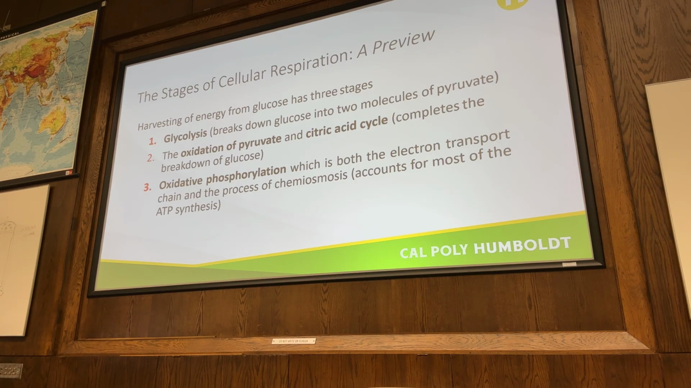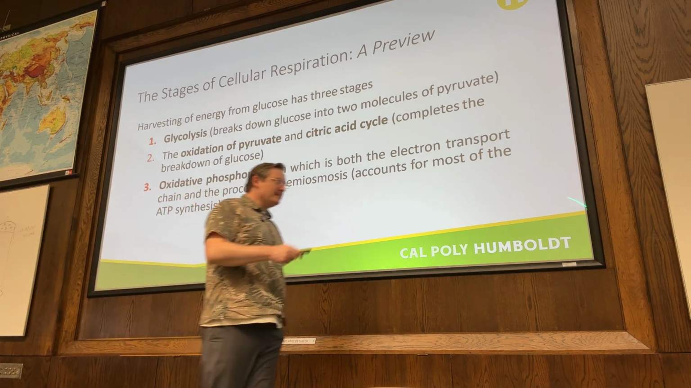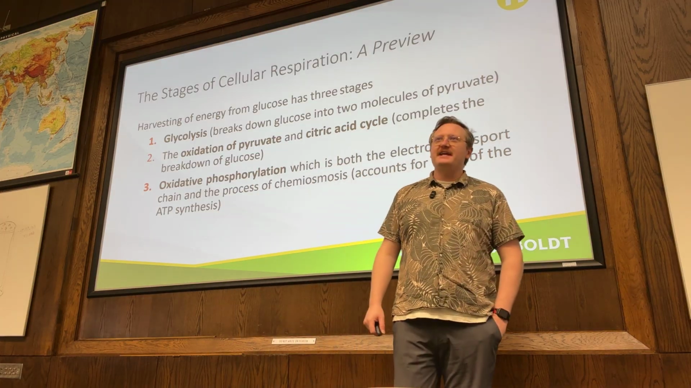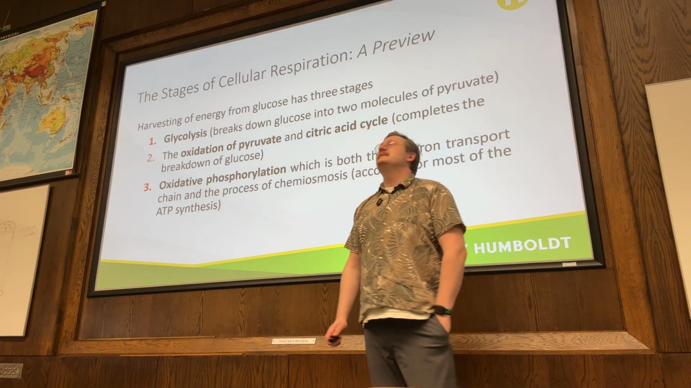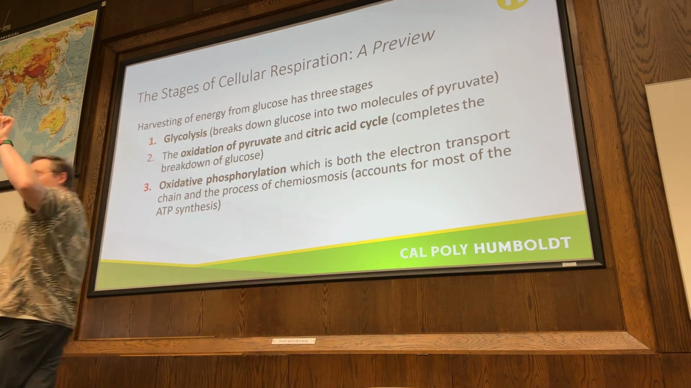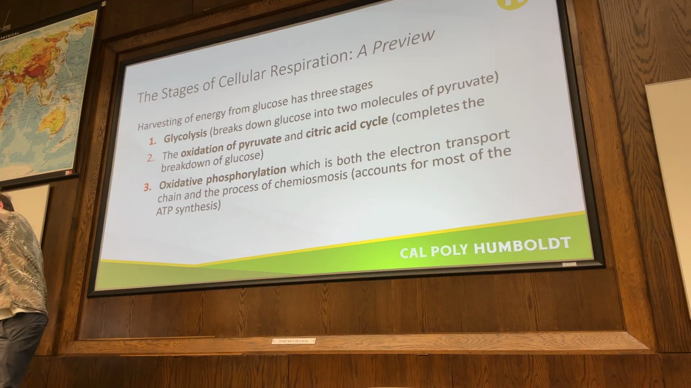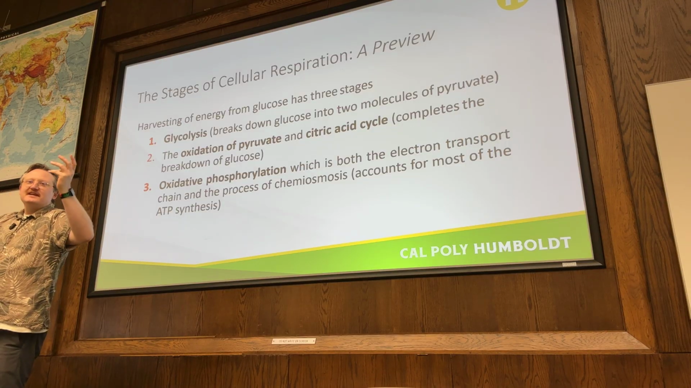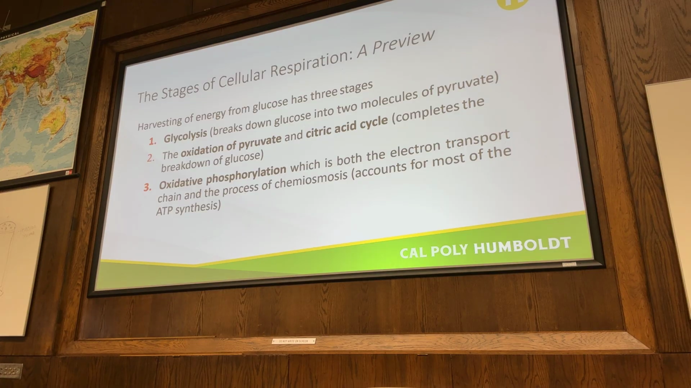via substrate level phosphorylation. In step 3, this is where you get the big payoff of ATP, all right? The big payoff here comes from oxidative phosphorylation, which is an umbrella term including both the electron transport chain, which is when the electron goes boop, boop, boop, boop, boop, boop, and pumps protons, and then chemiosmosis, which is when those protons go through ATP synthase and they can go vroom.